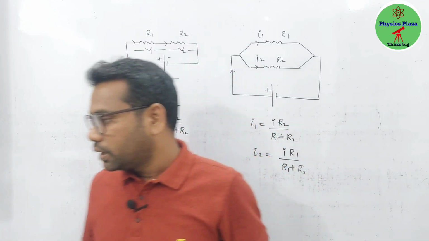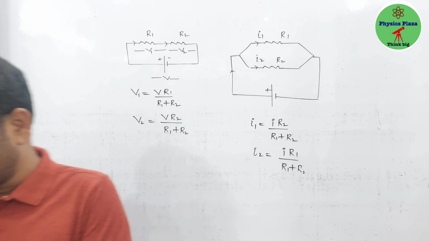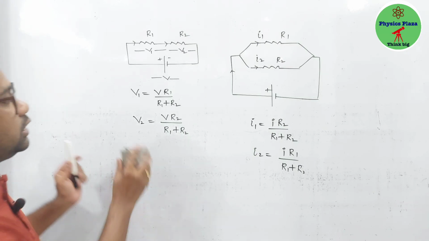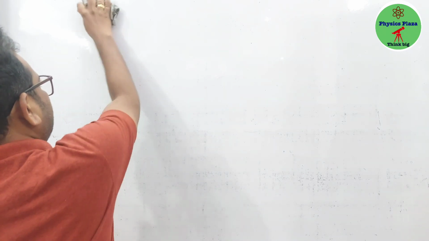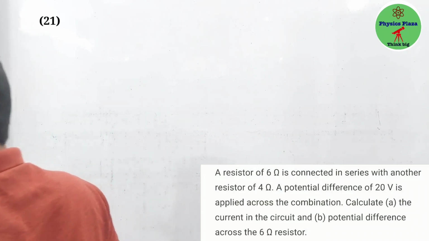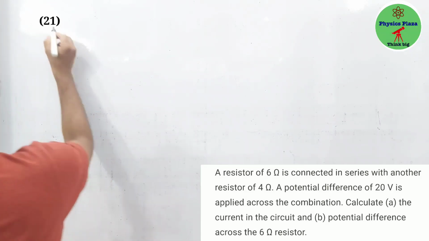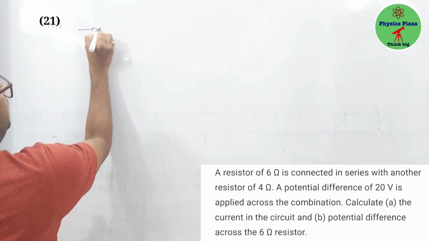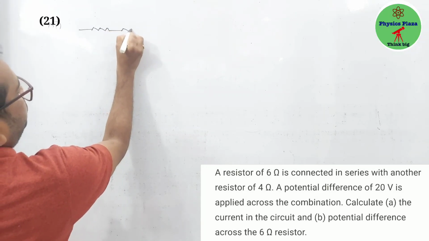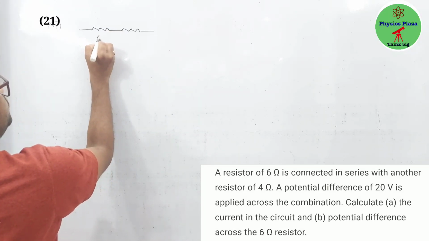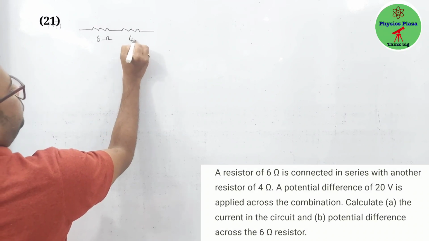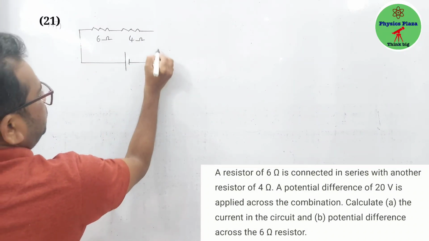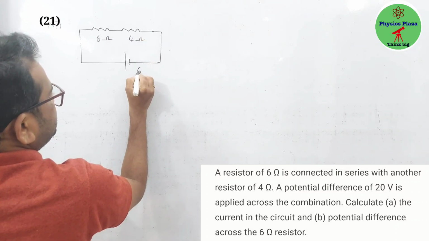Okay, children, fine. Now let us start the first numerical, today's first numerical, the 21st numerical. As per the numerical, two resistors are connected in series. Each value is 6 ohm and 4 ohm, and these two are connected to a power source of 6 volt.